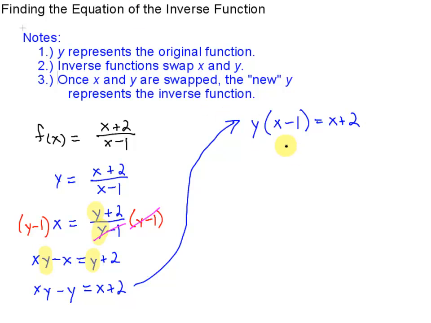And finally, to get the y by itself now, I can divide both sides by x minus 1, which allows these to cancel. So I have y equals x plus 2 over x minus 1. And remember, this new y is the inverse function.